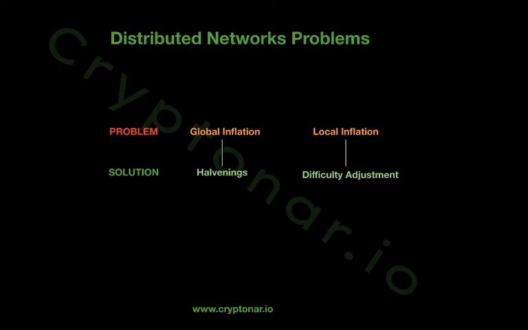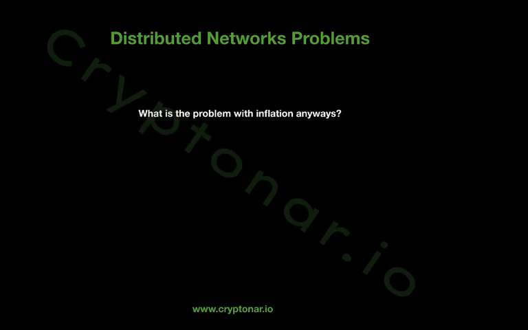And we have two solutions, one for every problem. For the global inflation, we have the halvening, and the halvening is something that happened yesterday. And then we have also the local inflation to fix, and this we're going to fix with difficulty adjustments.